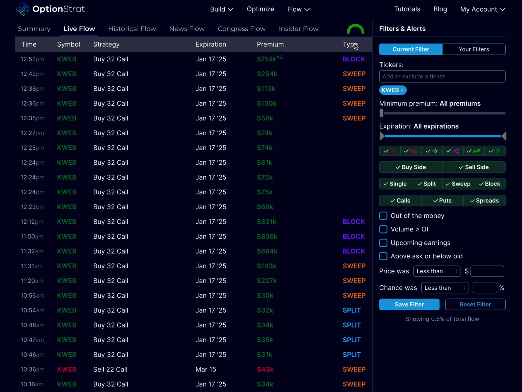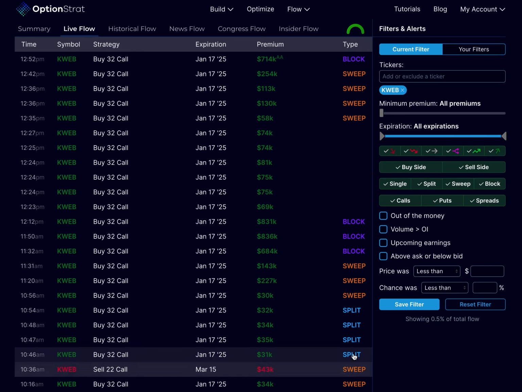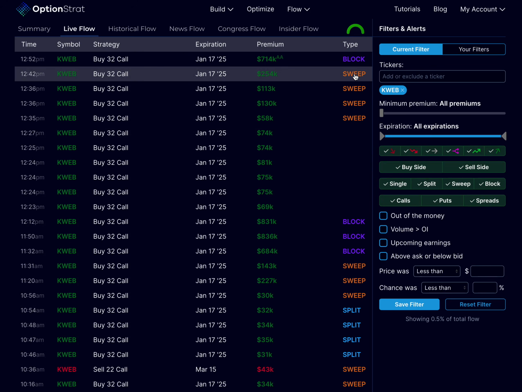So the types of trades generally fall into these categories of block, sweep, and split. The sweep trade is when someone's going out and they're trying to buy a whole bunch of 32 calls, and they don't care what exchange that goes through. So they're going to put orders out there in all the exchanges, and they're going to try to buy up all the calls they can, the 32 calls.